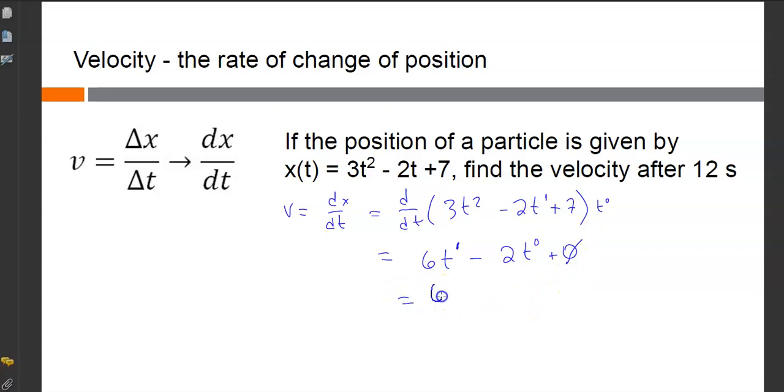I could simplify this. 6t minus 2 would be a function that tells me how fast I'm going at any point in time. You tell me 2 seconds, 5 seconds, 10 seconds, I can plug that number in there and say at 10 seconds I'd be going 58 meters per second or something. So this is an important thing. It's a short step right there. It's already delta x over delta t. Just change the deltas to d and you got yourself a calculus function that works really nice.